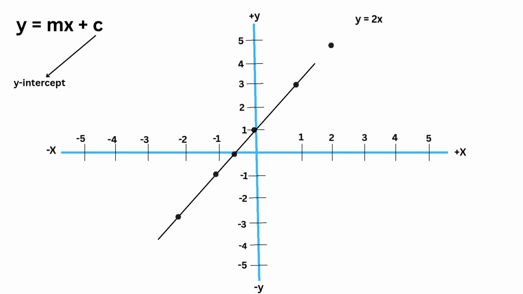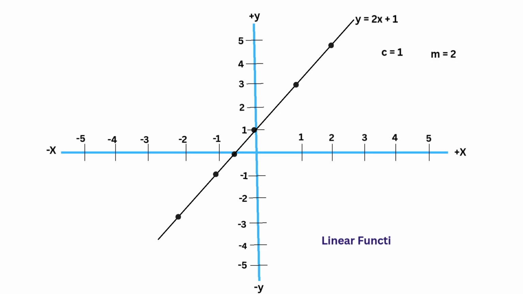Let's take y equals 2x plus 1. Here, the slope m equals 2, and the intercept c equals 1. That means the line starts at 1 on the y-axis and rises 2 units up for every 1 unit you move right along x. So as x changes, y also changes, at a constant, predictable rate. That steady relationship between x and y is what makes the function linear, a perfect straight line connection. And that's what a linear function really means. A simple, straight line story between two variables.